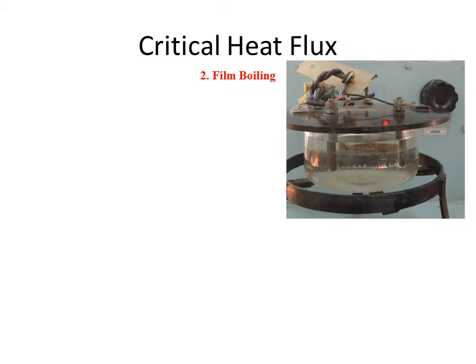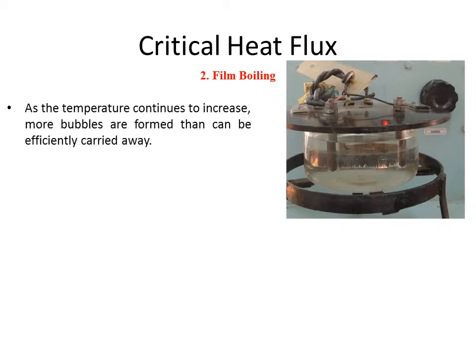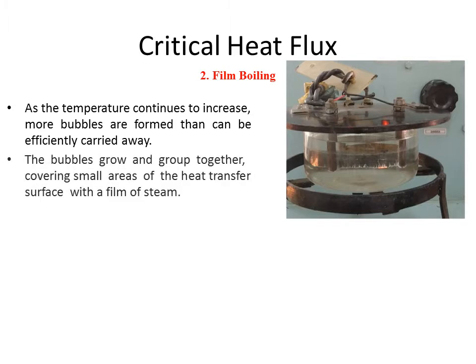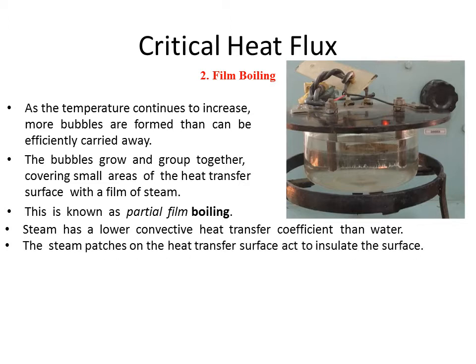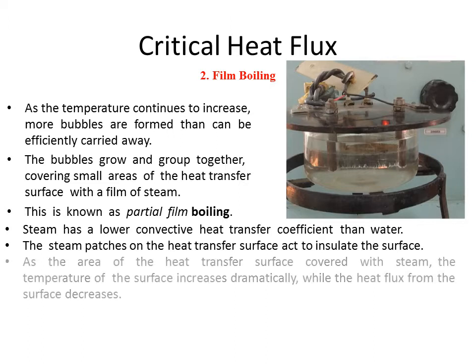Second type is film boiling. As the temperature continues to increase, more bubbles are formed than can be efficiently carried away. The bubbles grow and group together, covering small areas of the heat transfer surface with a film of steam. This is known as partial film boiling. Steam has a lower convective heat transfer coefficient than water. The steam patches on the heat transfer surface act to insulate the surface.